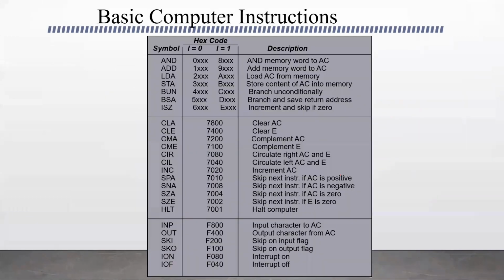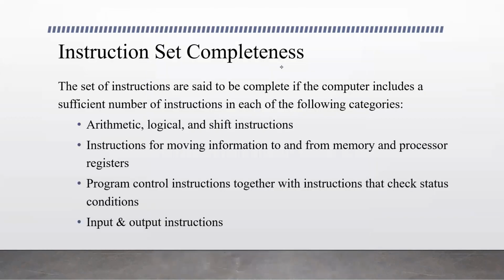So here, if you see the basic computer instructions, this table shows the instructions available in a basic computer. There is a limited set of instructions available in a basic computer. These are the instructions. And before this, let's find out what instruction set completeness is.